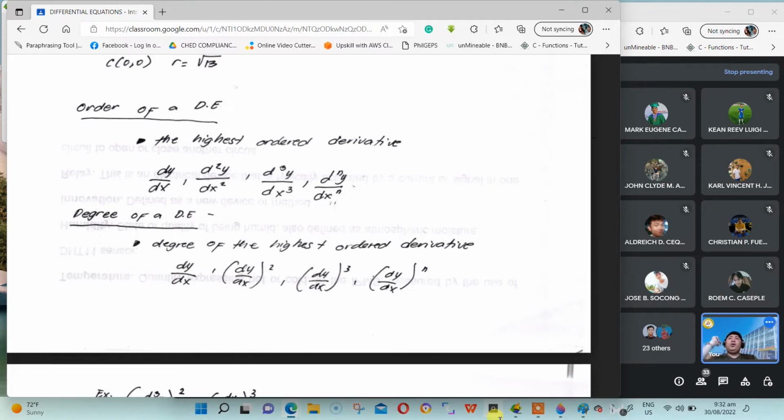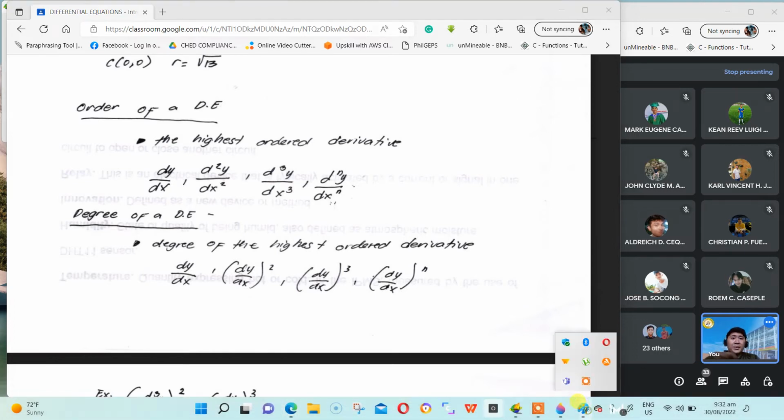When we say order of a differential equation, it is the highest order derivative. So, when you say first derivative, second derivative, third derivative, that is the order.